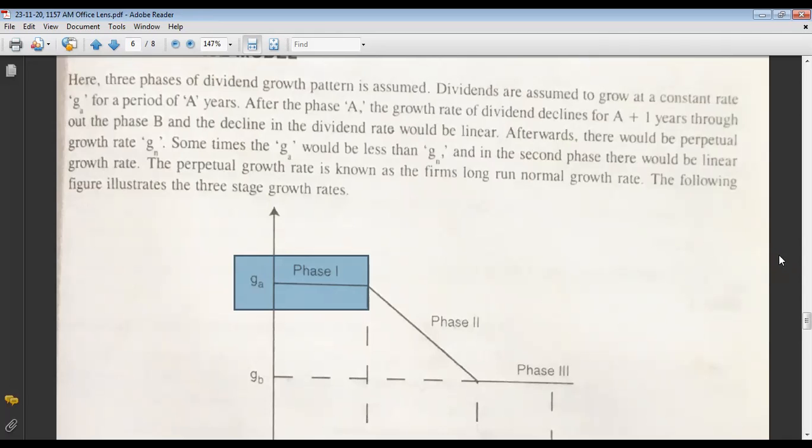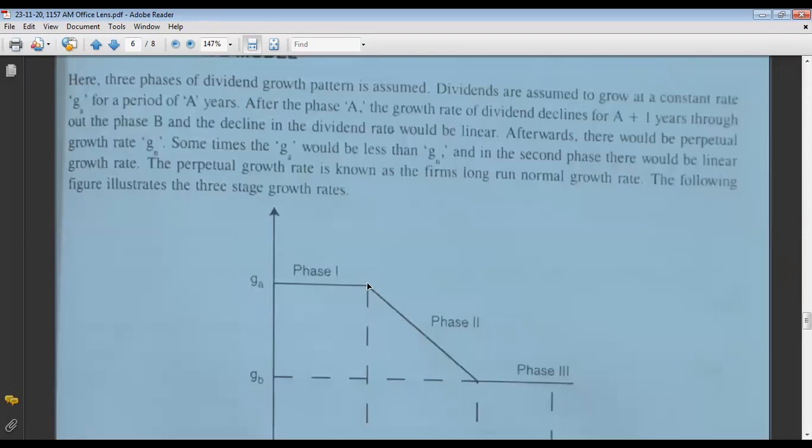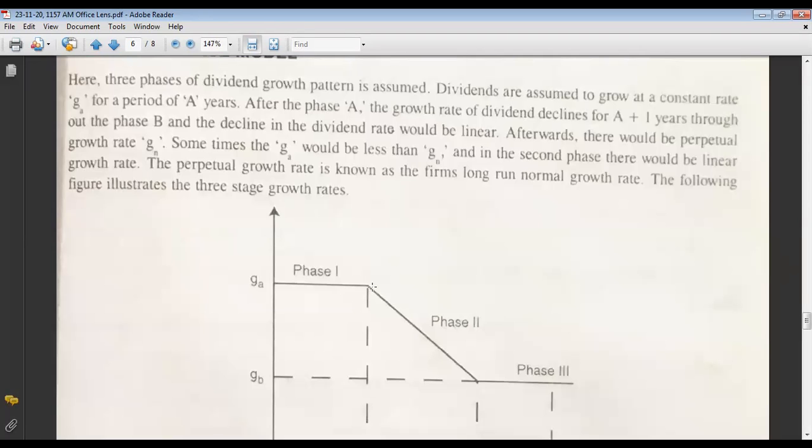So when does the growth of GA stop? This growth of GA stops at this point. Can you see this part? From this point onwards, the company starts declining gradually, and this phase is going to end here. So this phase is called the growth of B. Up to this point, the company is experiencing a negative growth, and we call this growth GB, the growth experienced in part B or phase B.